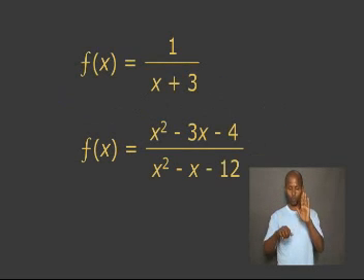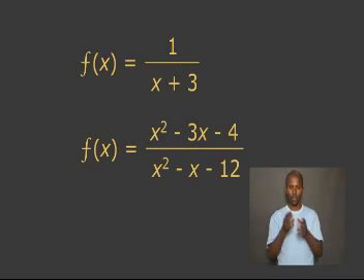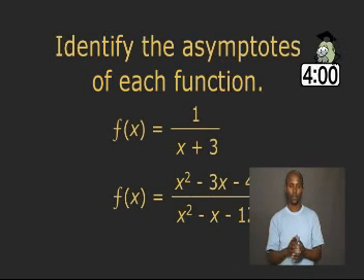We have time for one more activity. Observe these two rational functions. Working with a partner, see if you can identify the type of asymptotes for each. Students, let's get ready. Begin.